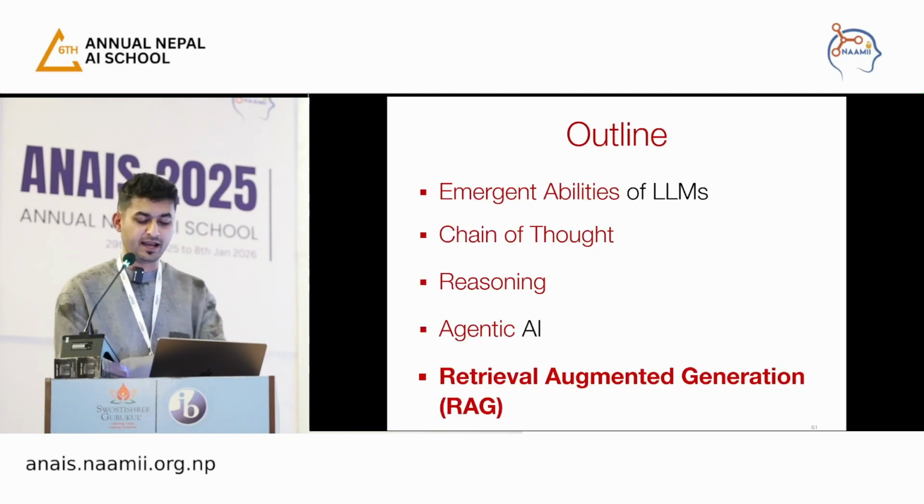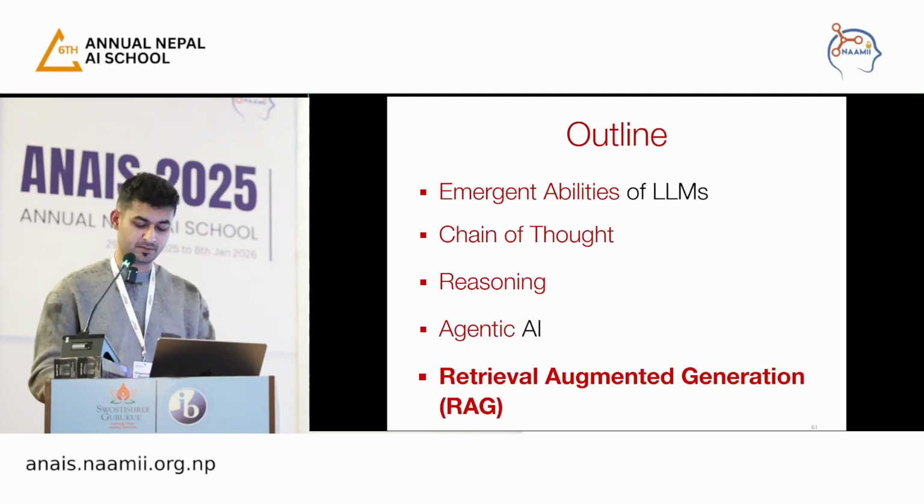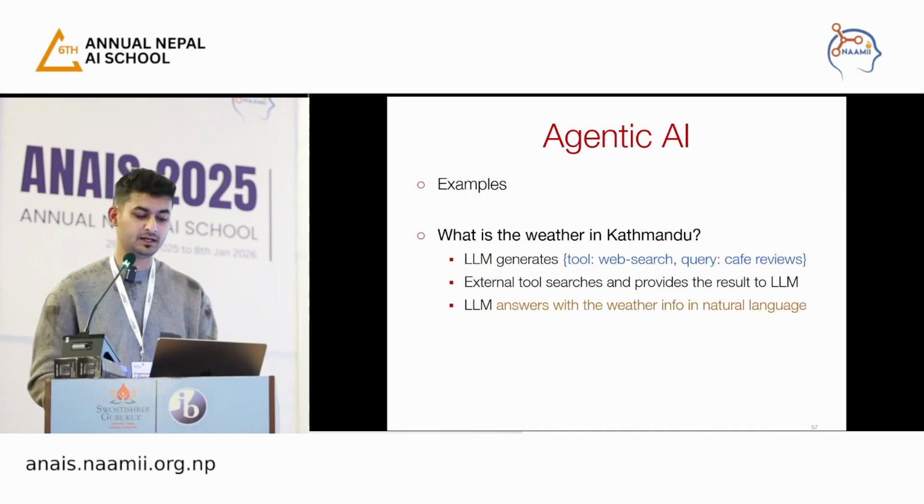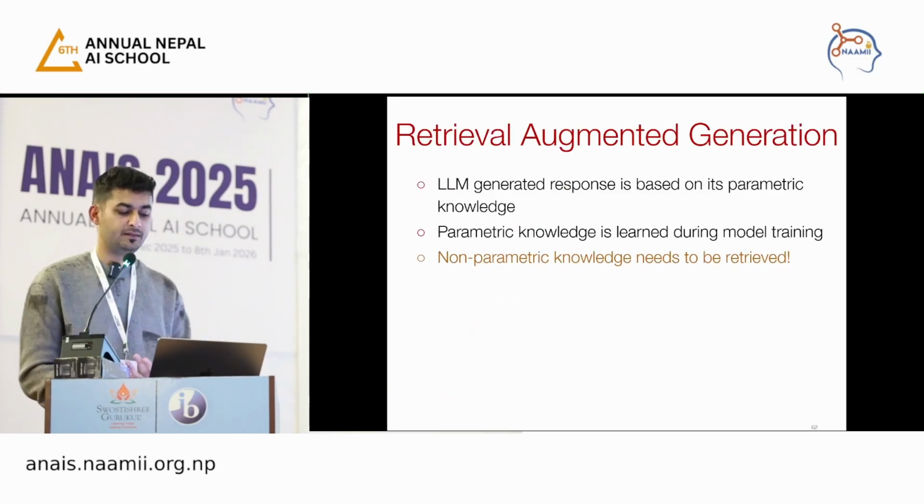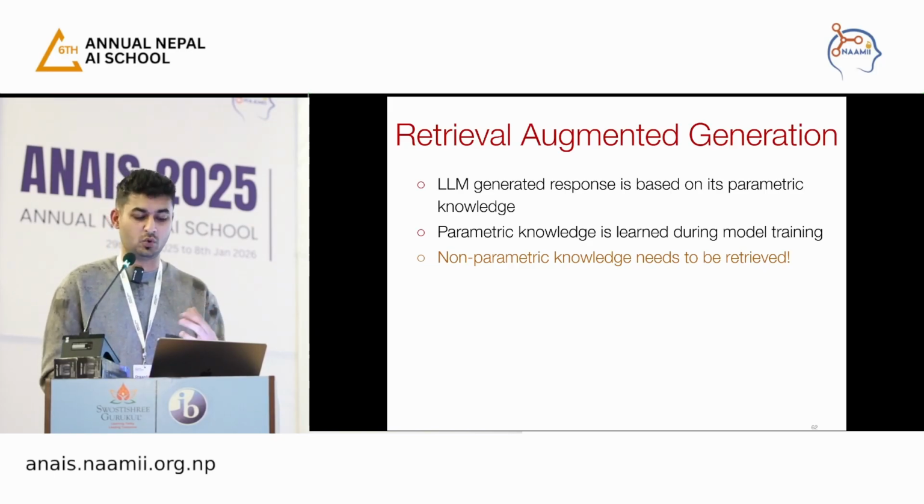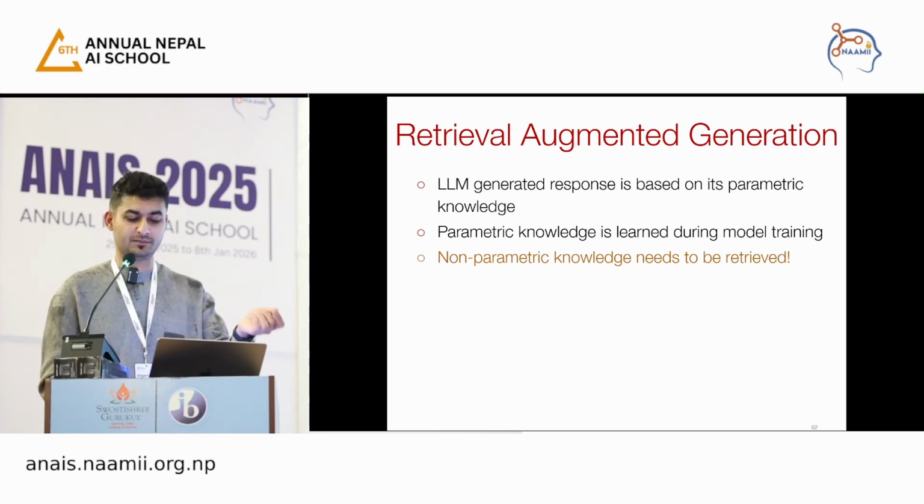And finally, RAG, which is also related to this. The retrieval system is where RAG comes in. The key motivation behind RAG is that the LLM generated response is only based on its parametric knowledge, which is learned during the model training. If I want non-parametric knowledge, it's not there and it needs to be retrieved. For example, the weather in Kathmandu, the same example: the weather was non-parametric knowledge and it was retrieved with the tool there.